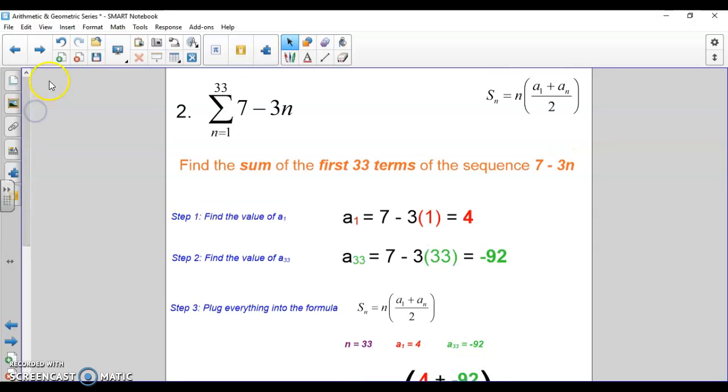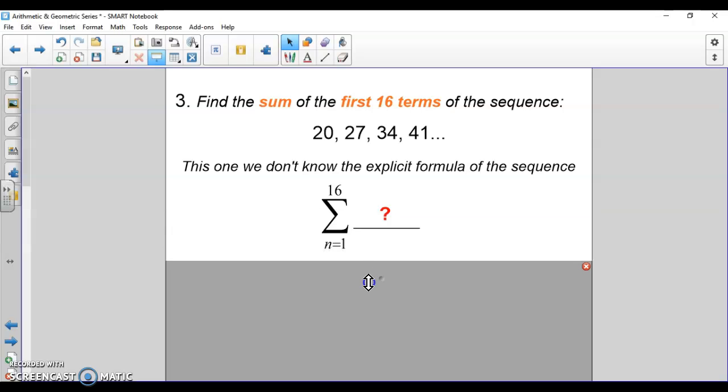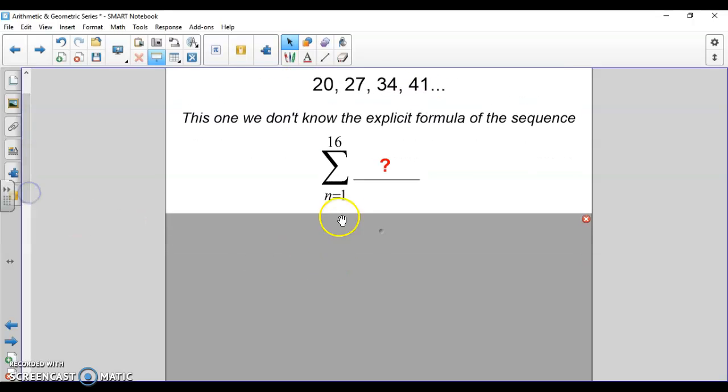Now, last one we're going to look at with arithmetic, and then we'll run through these pretty quick with geometric. Geometric's a little bit easier with pulling out the information. It's just a little bit harder to plug in, but we'll talk about that in a second. So I'm giving you something a little different. We're going to find the sum of the first 16 terms of the sequence 20, 27, 34, 41. Notice, I don't give you the formula for it, so we need to find that. This one we don't know the explicit formula of the sequence, like I said. This is what the notation would be. We're finding the first 16 terms of the sequence that we don't know.